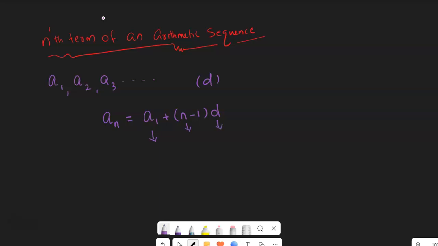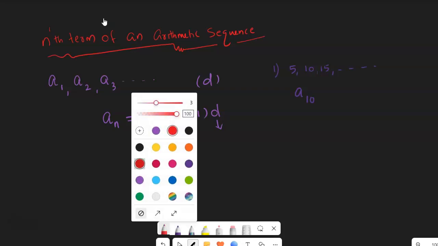Say, for example, we need to find the 10th term of an arithmetic sequence. The sequence is 5, 10, 15, and so on. So if we need to find the 10th term, we can write it as a10, where 10 represents the position. So the 10th term of the sequence. How can we find it? That's what we are going to discuss in this video.